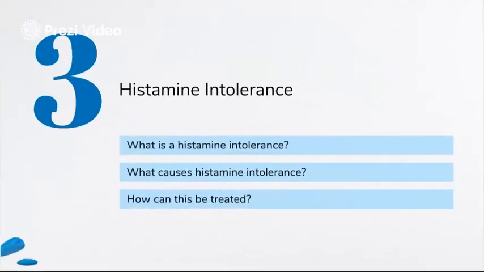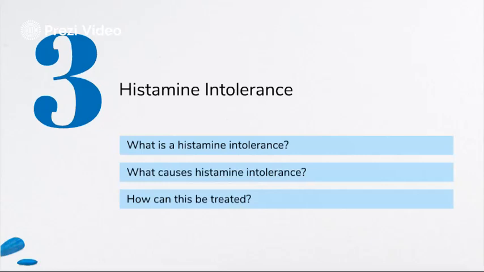A histamine intolerance is when the body has too much histamine. Either it's producing so much that it can't keep up with breaking it down, or it's producing a normal amount, but the body is not producing enough of the proteins that break down histamine to regulate that. And the protein that breaks down histamine is called a DAO.